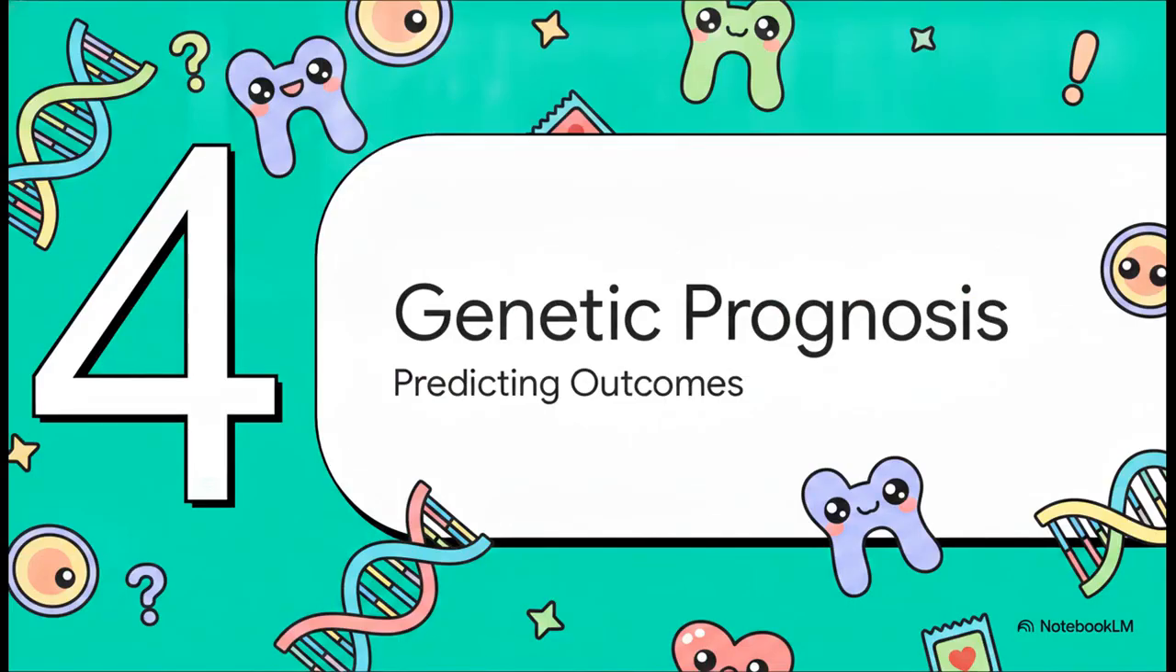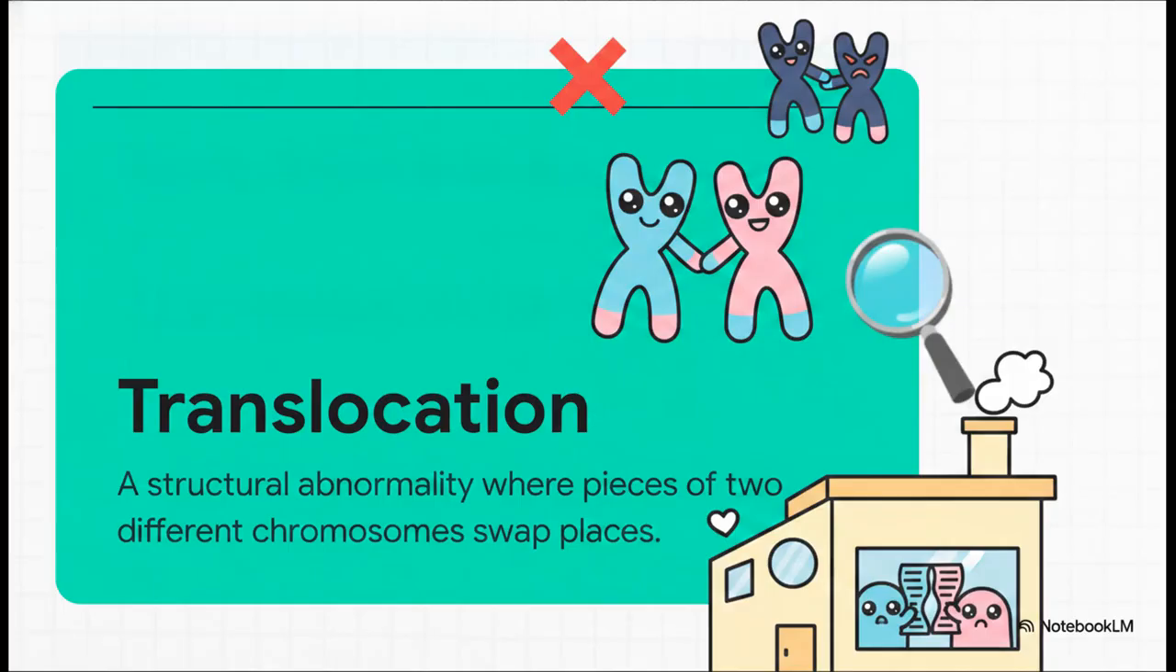Let's move to Section 4, Chromosome Abnormalities Dictating Prognosis. So you might be wondering, why do some patients respond beautifully to chemo, while others resist it completely? To answer that, we have to look at the genetics. Now, please don't have an allergic reaction to the word genetics. We're going to keep this incredibly simple.